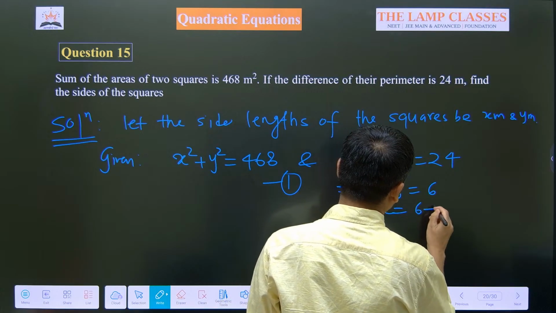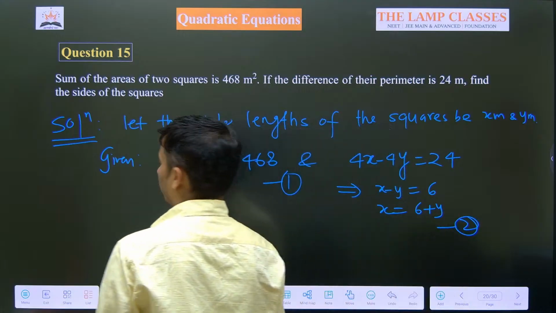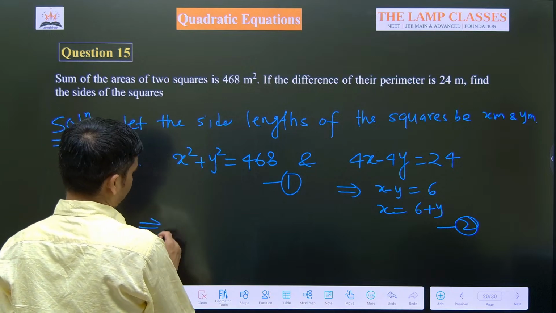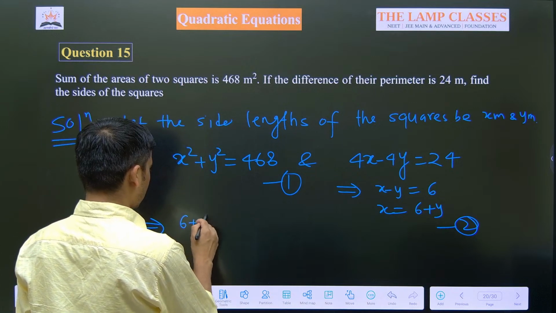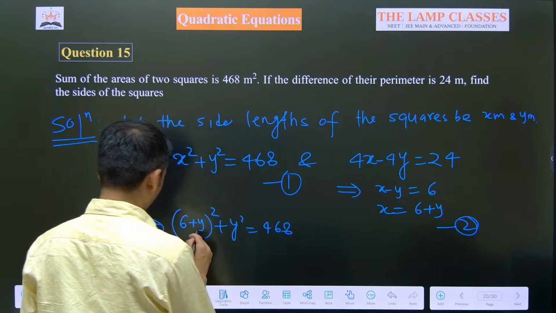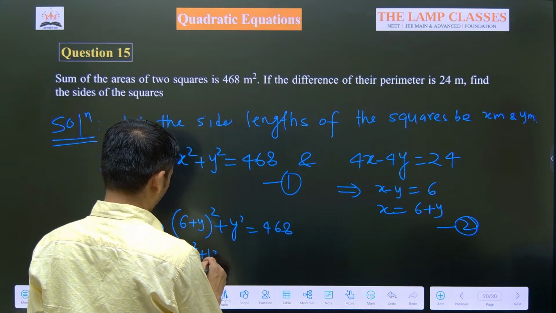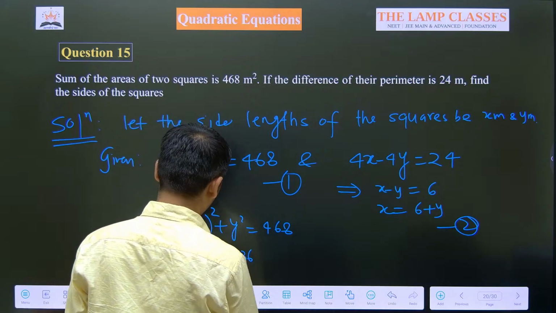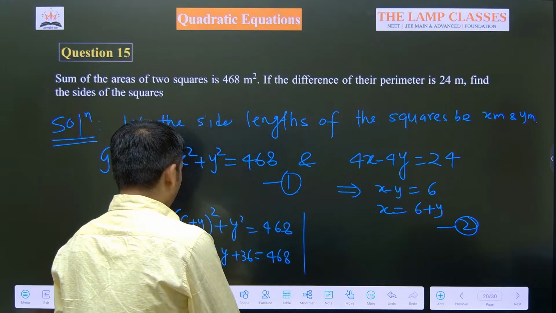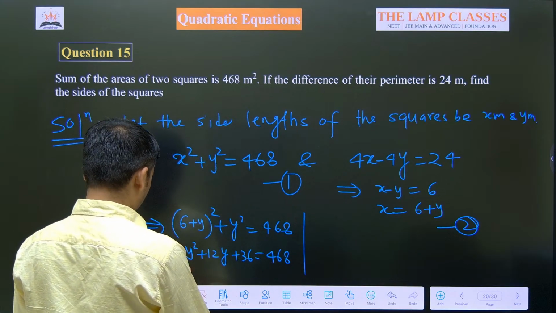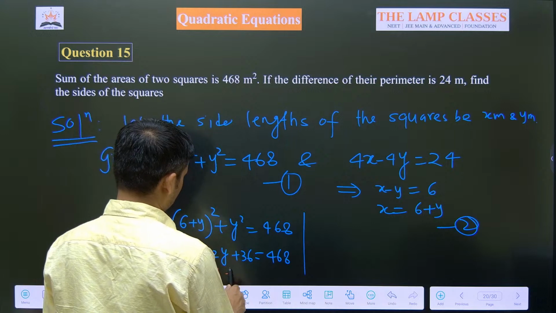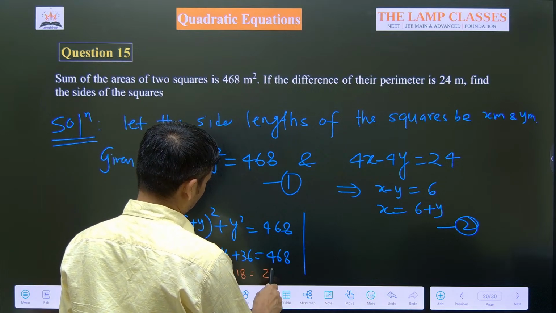So x will be 6 plus y. Use 1 and 2, right? So we'll replace x by 6 plus y in equation number 1. 6 plus y the whole square plus y square. We can divide by 2 both sides first. So y square plus 6y plus 18 is equal to 234.